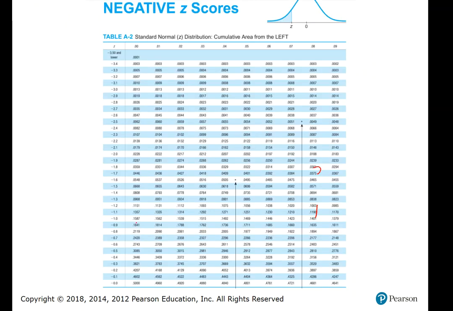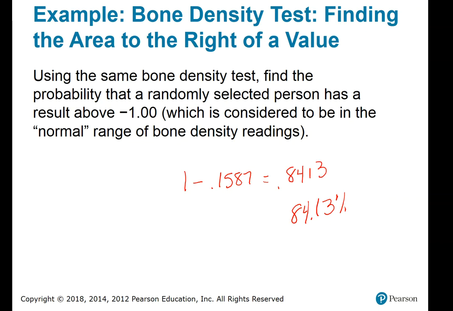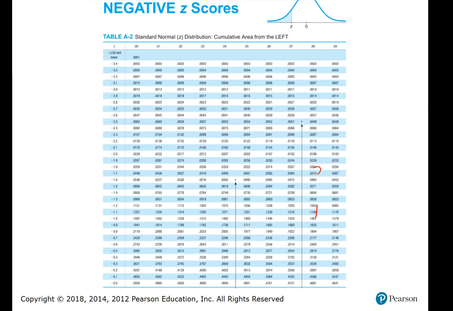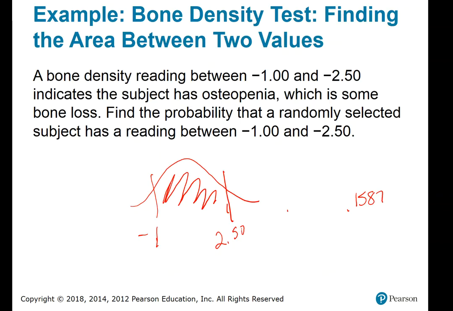So -1 we already knew was 0.1587. And then our other one was -2.5, so -2.50 is 0.0062. So we're going to minus 0.0062, which gives us 0.1525.